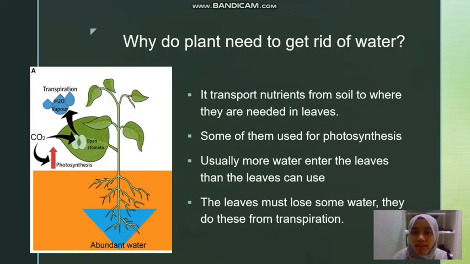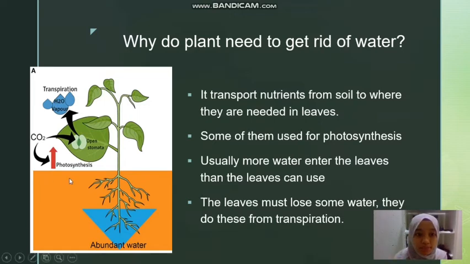Why do plants need to get rid of water? So water is important to transport the nutrients to the other parts of the plant, and also some of the water that is absorbed by the roots is used for photosynthesis. So usually there will be more water coming into the plants. So the leaf must lose some water. The way to lose the water is through transpiration.